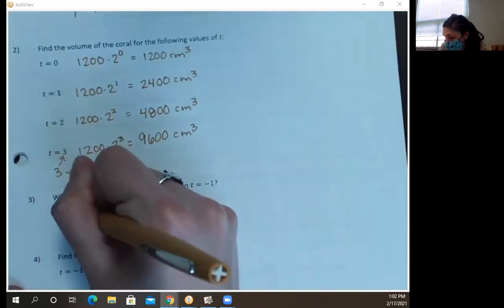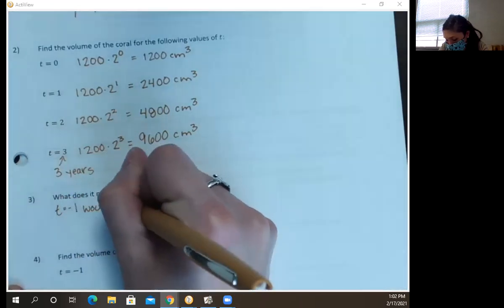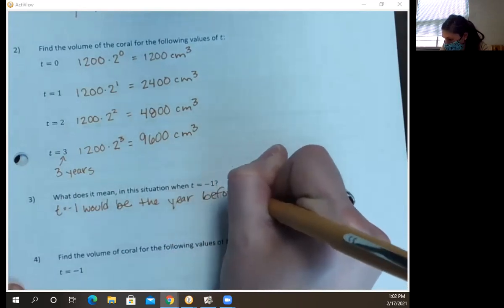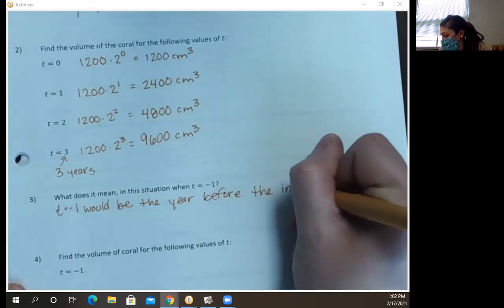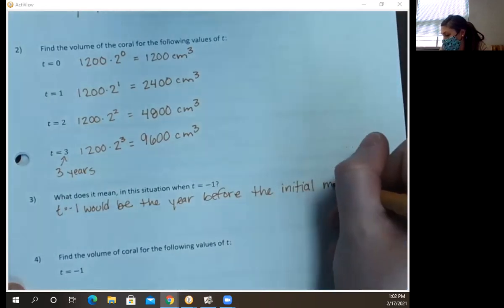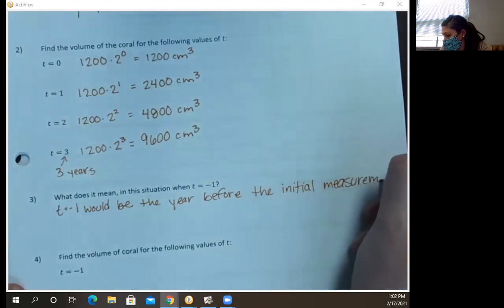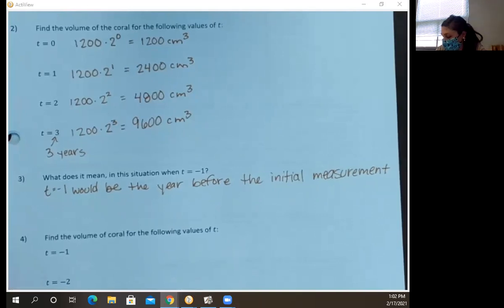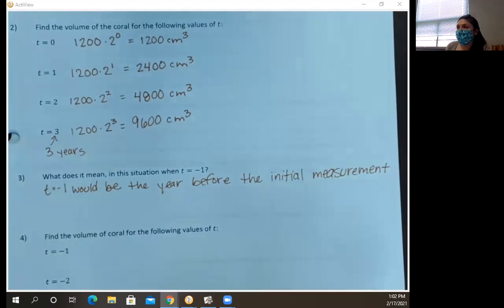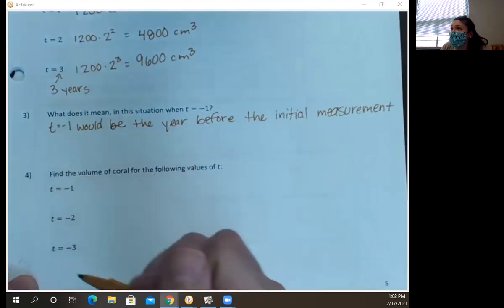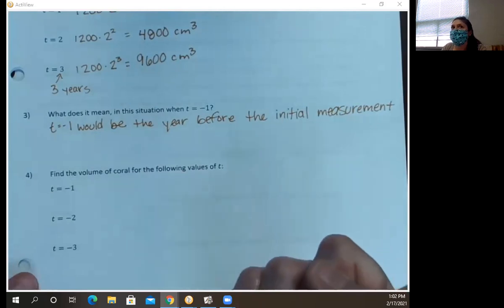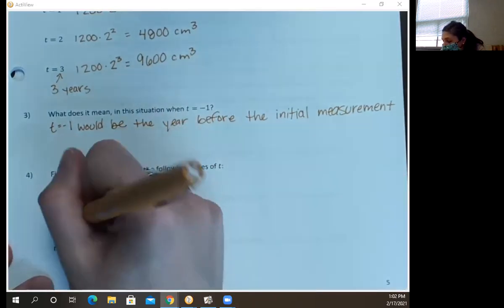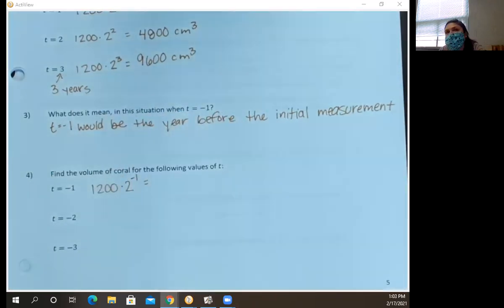So t equals -1 would be the year before the initial measurement. Whenever that we took that initial measurement, this would be the year before. So what I want you to do now is actually find the volume in the past. So take our same function, 1200 times 2 to the something, and plug in these new values for t there. Tell me what we get.